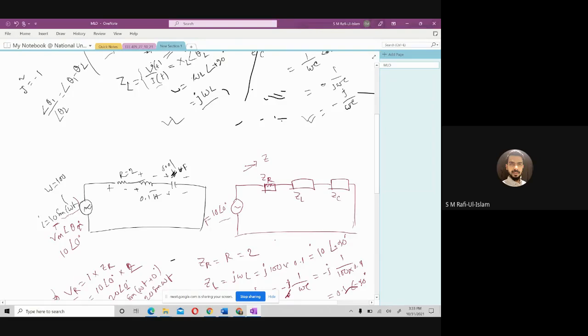So can you tell me now, these three elements are in series, right? So what is the total impedance? This time it would be the vector sum.